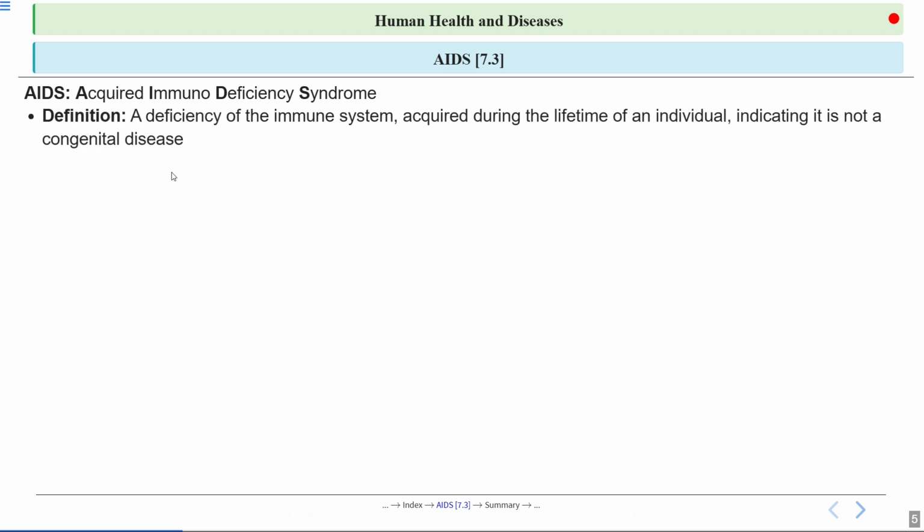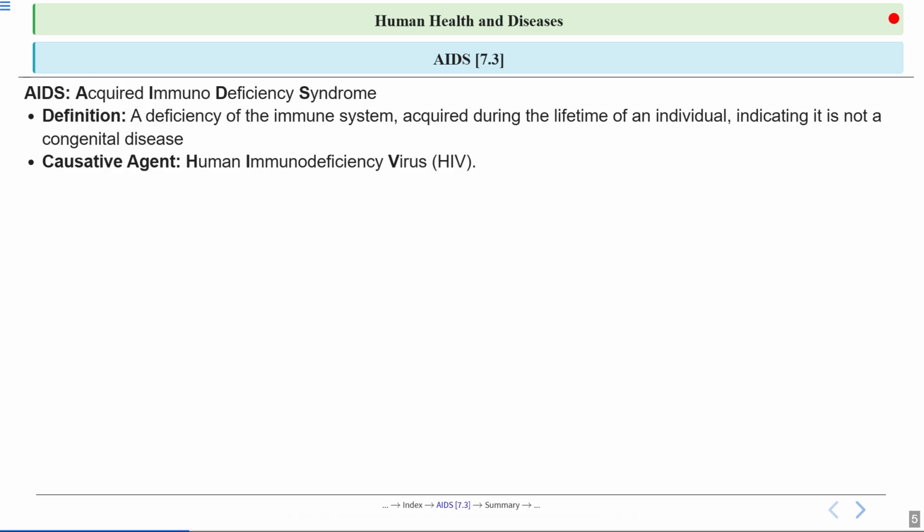Okay, how can you define AIDS? It's a disease where the immune system becomes weak, but this weakness is not present from birth. It's acquired later in life. So in AIDS, what is happening? The person is acquiring this disease during their lifetime. So this AIDS is different from the genetic diseases. This is not a congenital disease. Congenital diseases are diseases which are from birth. So AIDS is not a congenital disease. It is acquired during the lifetime.